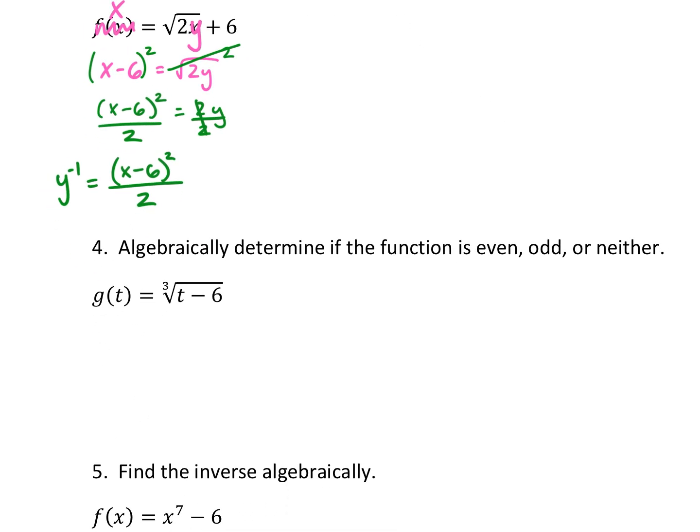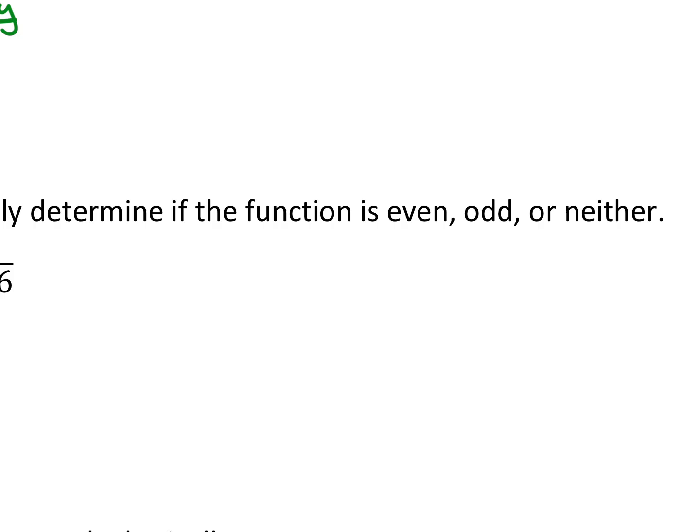All right, number 4. Here we want to determine if the function's even, odd, or neither. We can plug in a number and its opposite. The number has to be greater than 1, so 2 and negative 2 would be a good choice. If we get the same answer, it's even. If we get opposite answers, so the same number but different signs, it would be odd. And if we get totally different answers, it's neither.